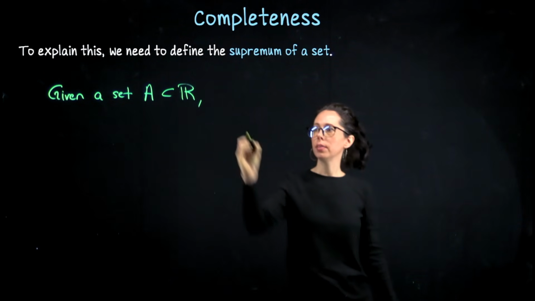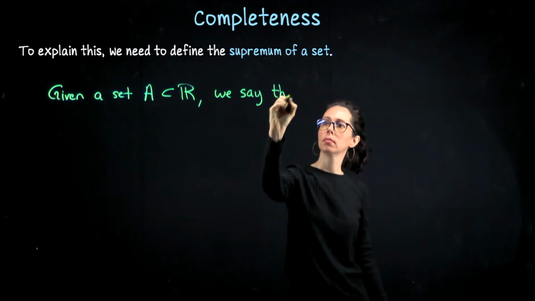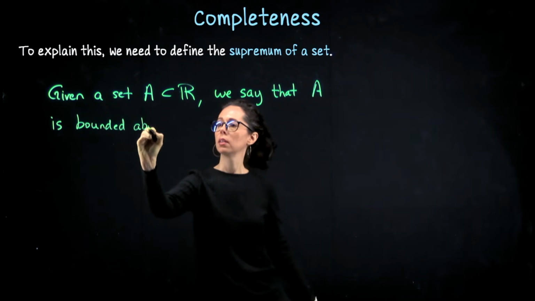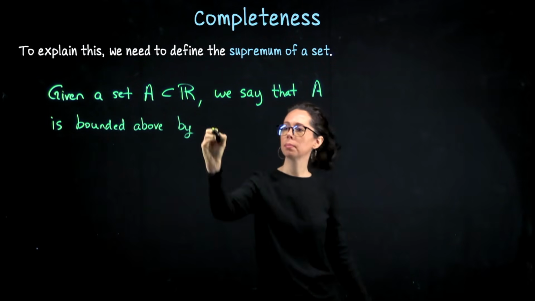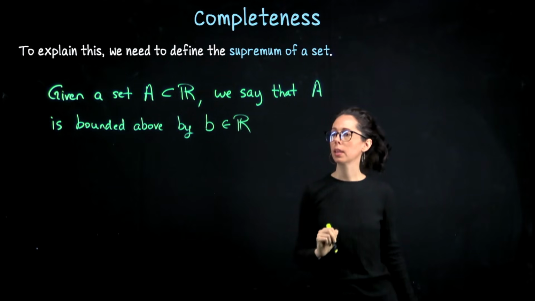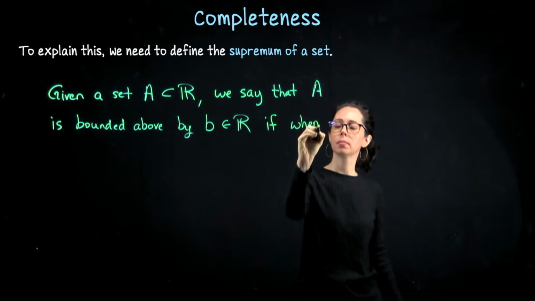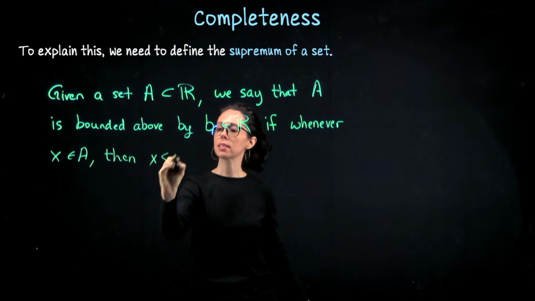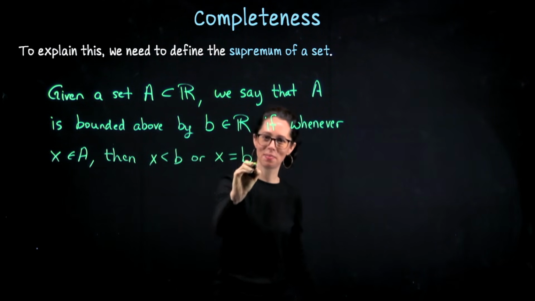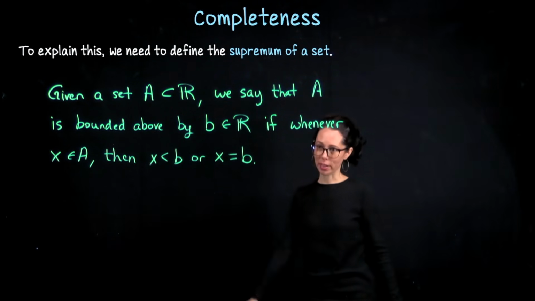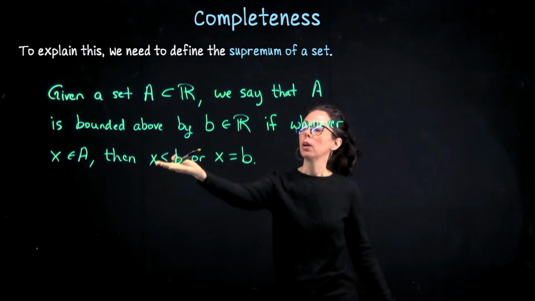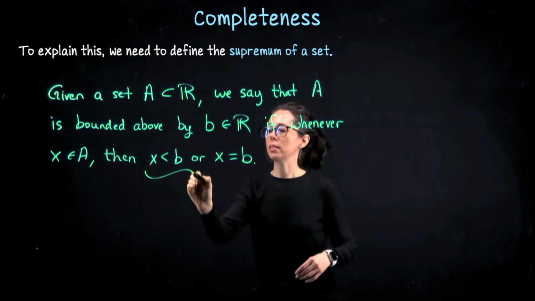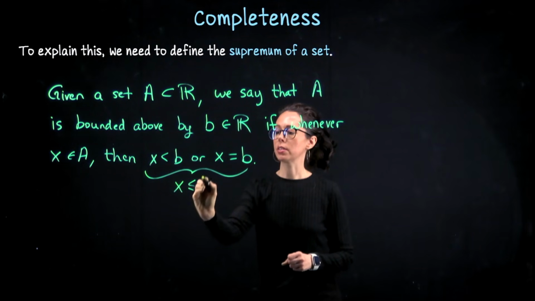we say that A is bounded above by some number B in R if whenever X is in A, then X is less than B or X is equal to B. Okay, I just wrote out something that we have a perfectly good notation for because we've talked about numbers can be equal, X can be equal to B. We had this idea of ordering in the previous axiom set that we looked at, and now we'll say this concept deserves its own notation. X is less than or equal to B.